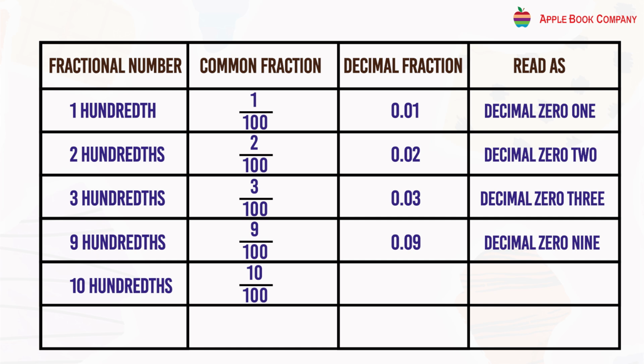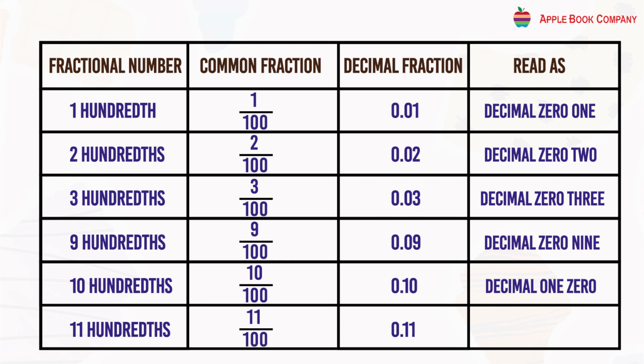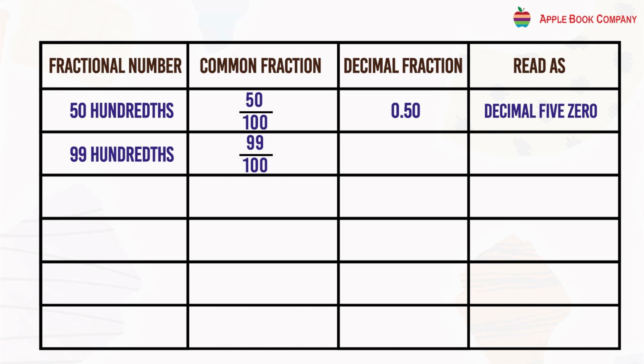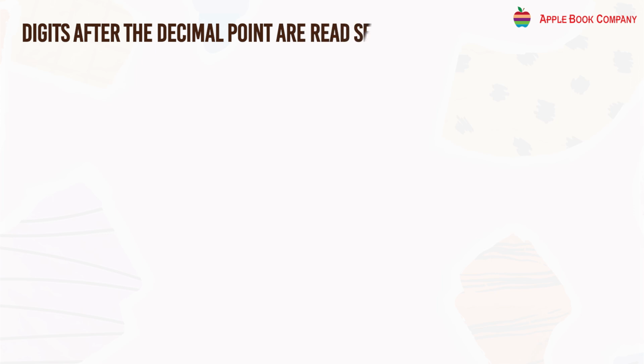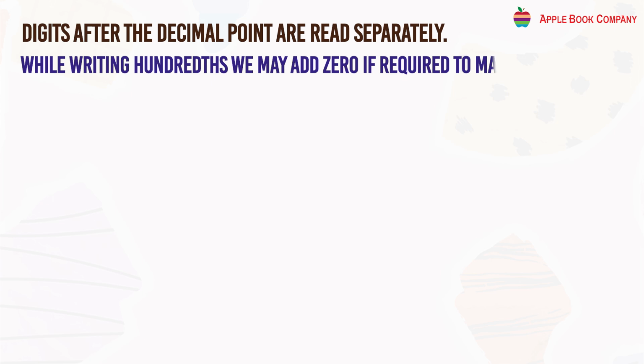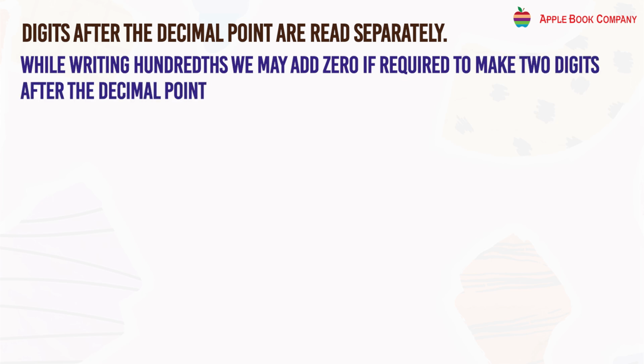10 hundredths, 10 by 100, 0.10, decimal 10. 11 hundredths, 11 by 100, 0.11, decimal 11. 50 hundredths, 50 by 100, 0.50, decimal 50. 99 hundredths, 99 by 100, 0.99, decimal 99. Digits after the decimal point are read separately. While writing hundredths, we may add 0 if required to make 2 digits after the decimal point.